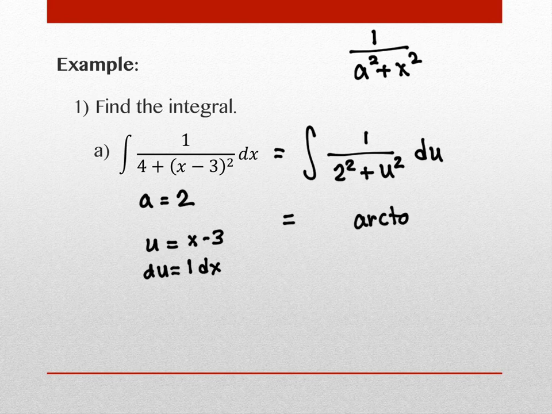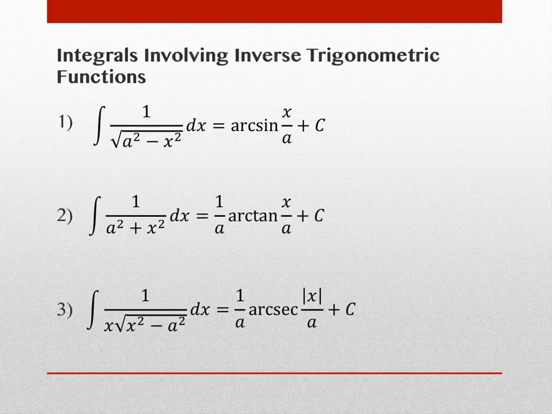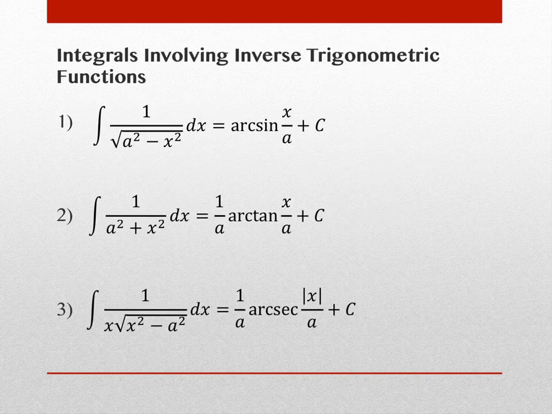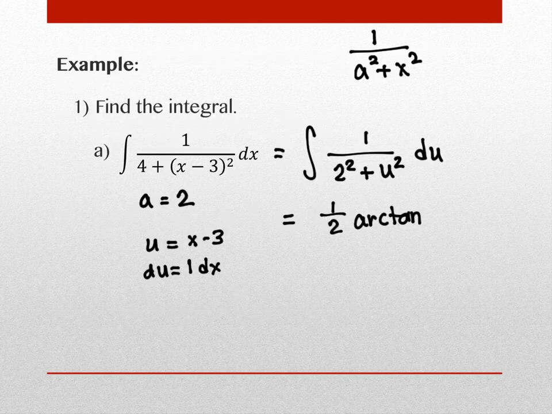Now, what came before arc tangent? 1 over a. And what is our a? It is 2. So ours is 1 over 2 at the beginning. After tangent, what came? X over a. So our x is now u. So it's u over our a, which is now 2. And then I need a plus c.